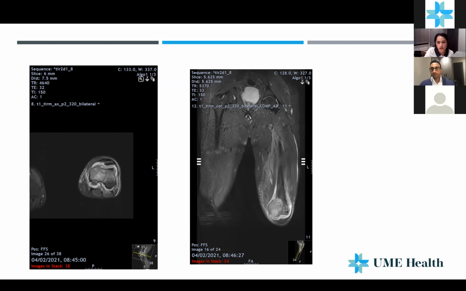If there's a discorrelation between what they're complaining of and basic imaging, you do need to think about the more unusual causes, such as a bone marrow lesion, and particularly if you're an older patient or they've got a history of cancer.